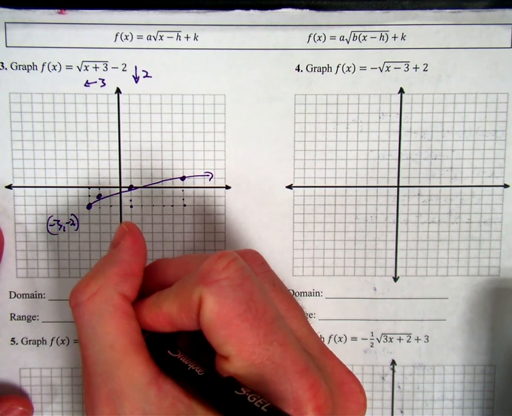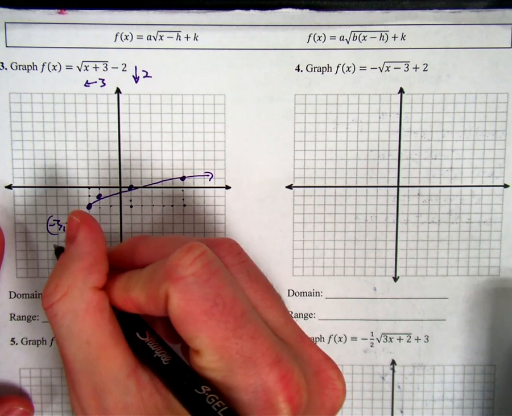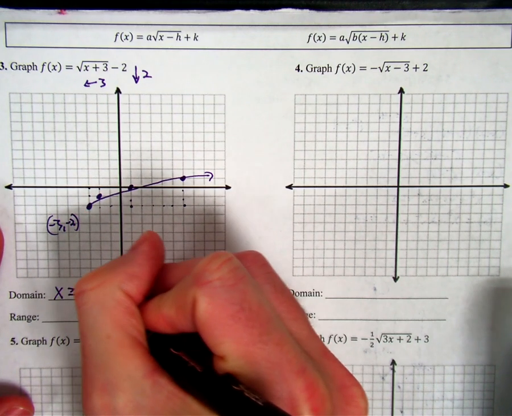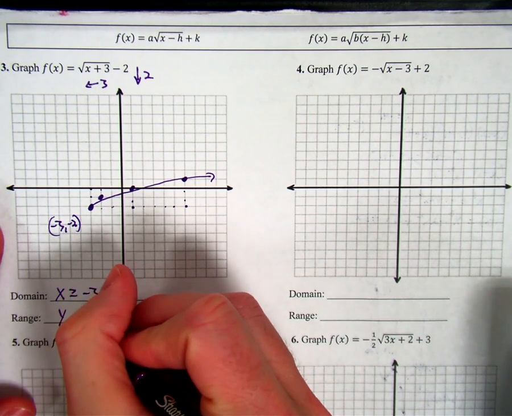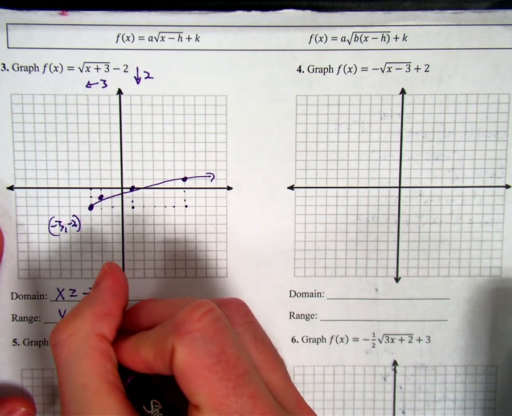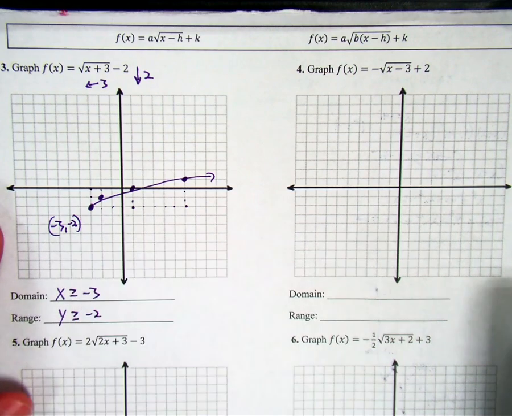Okay. So domain: x, the x-coordinate, is greater than or equal to -3. Range: read it right off the y-coordinate from our start. We're going up, so y is greater than or equal to -2.